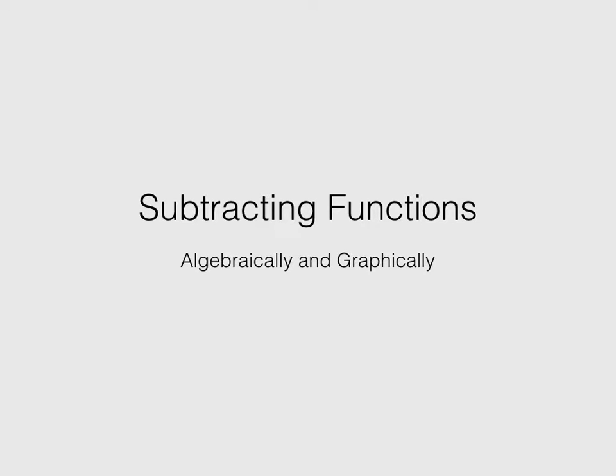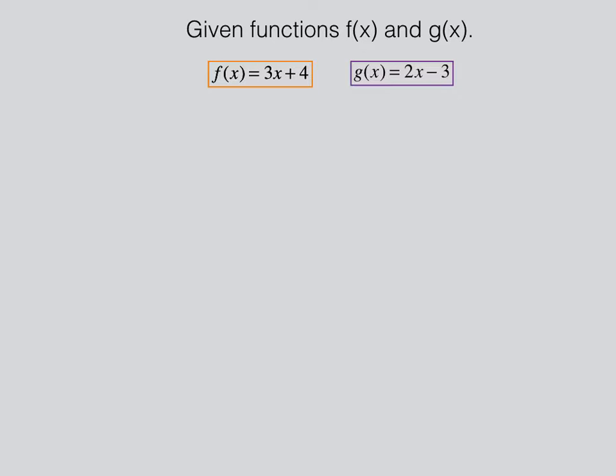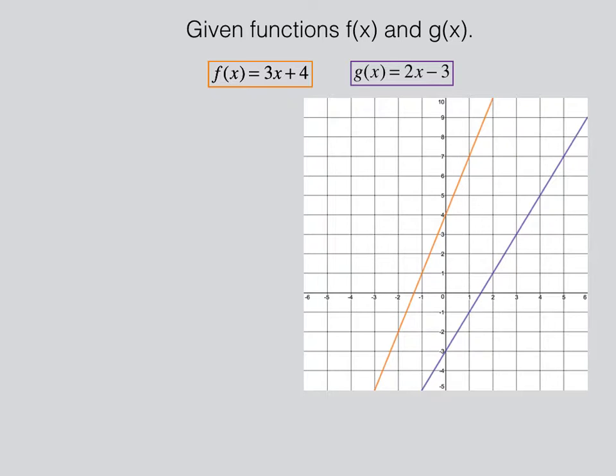Subtracting functions algebraically and graphically. The two functions are given to us in slope-intercept form, y equals mx plus b, so we know they are linear functions. And the graphs of these functions look like this, the f of x being the one in orange, with a y-intercept of 4 and a slope of 3. The g of x function passes through the y-axis at negative 3, the slope is 2.